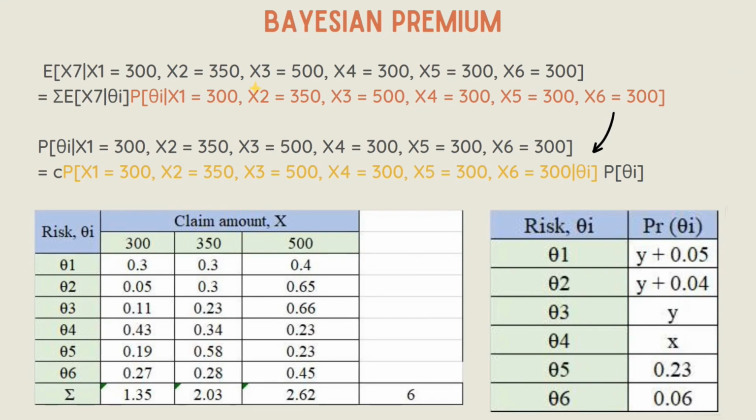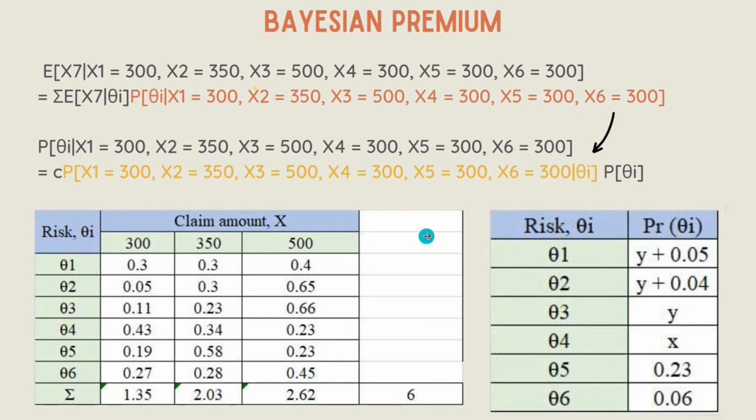After understanding Bayes' theorem, the question gives us the Bayesian premium, which is the expected value of x7 given x1 until x6, equal to the sum of the expected value of x7 given theta i times the probability of theta i given x1 until x6. Basically, the probability of theta i given x1 until x6 equals C times the probability of x1 until x6 given theta times the probability of theta. C equals 1 over the probability of x1 until x6.